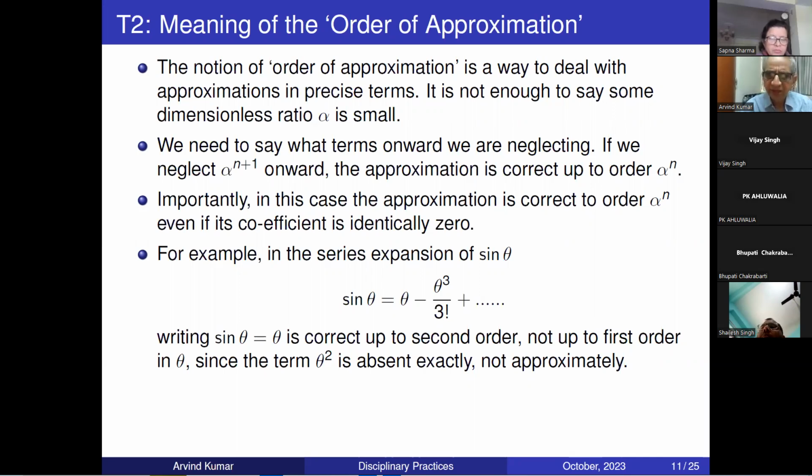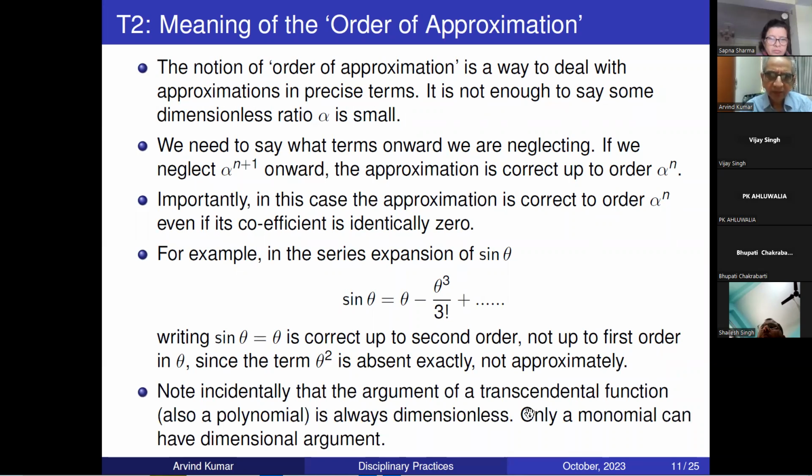Not very well emphasized. Once you say this, of course, everybody will know. Of course, the sine theta series has nothing to do with this theme. We should note that, and we should tell students that the argument of a transcendental function, like Bessel functions or sine function, or whatever, there are so many special functions in physics, and even a polynomial with dimensionless coefficients.